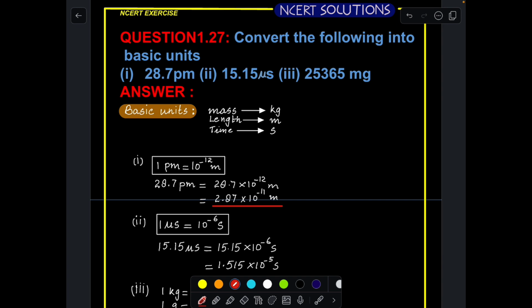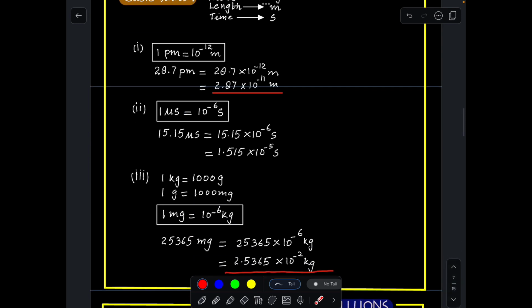Now in the second part, they have given you 15.15 microsecond, that is, time is given in smaller units. So here 1 microsecond is equal to 10 raised to the power minus 6 second. Therefore your 15.15 microsecond will be equal to 1.515 into 10 raised to the power minus 5 second.